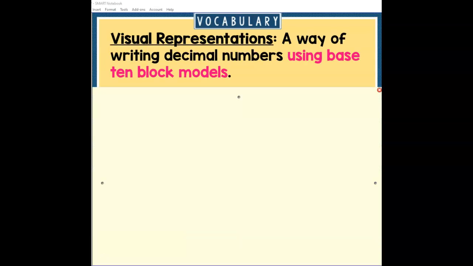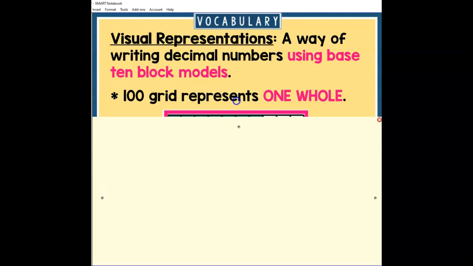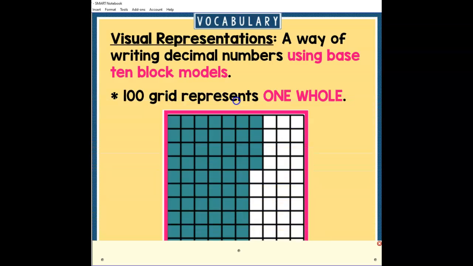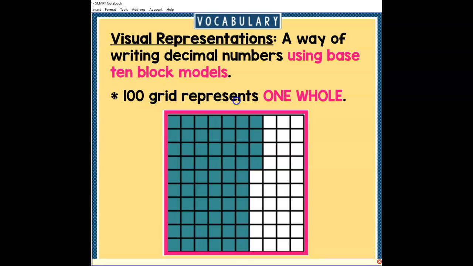In math, it's always important, but when we're talking about decimals and fractions, it's especially important that we use visual representations. When I ask you to draw a visual representation in this unit, it's a way of writing a decimal number to show using base 10 blocks. In this example, we always use the whole 100 grid to represent one whole. The whole is not all colored in, so that means it's a decimal. As we talked about yesterday, we can count the number of tenths and hundredths. If we asked you to make a visual representation of a decimal, you would be coloring in the parts of the hundred or thousandth grid.